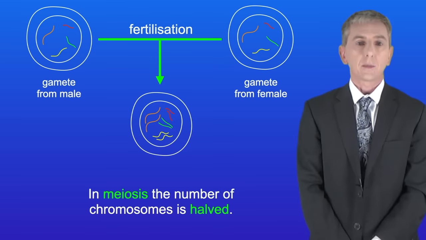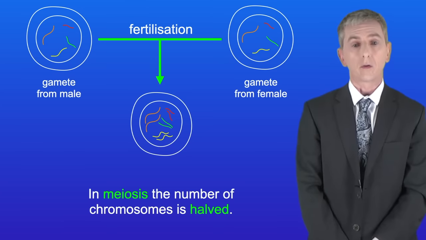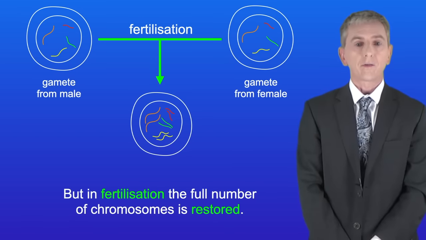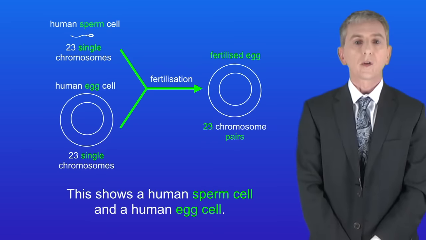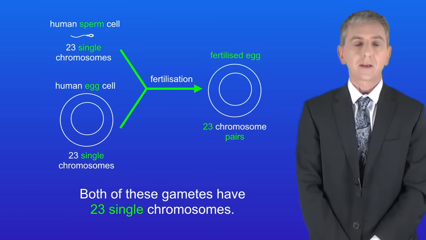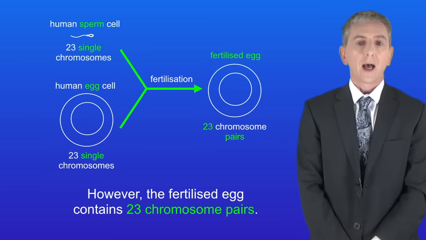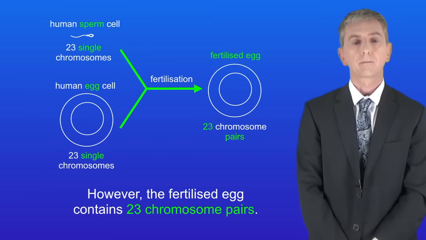So as you can see, in meiosis the number of chromosomes is halved, but in fertilisation, the full number of chromosomes is restored. I'm showing you here a human sperm cell and a human egg cell. Again, both of these gametes have 23 single chromosomes. However, the fertilised egg contains 23 chromosome pairs.